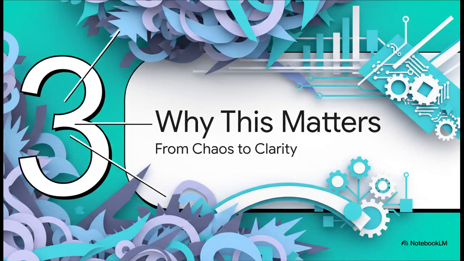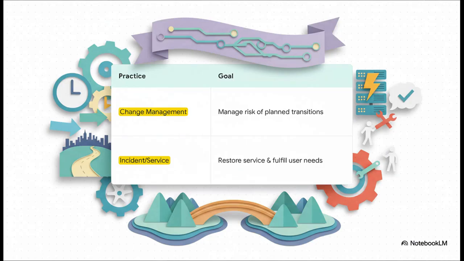Okay, let's pull all of this together. Why is this separation so incredibly important for a high-performing team? Why bother drawing all these lines? Well, it's all about transforming your IT operations from a state of, I don't know who handles this, into a state of absolute clarity. This table just sums it up perfectly. Just look at the goals.